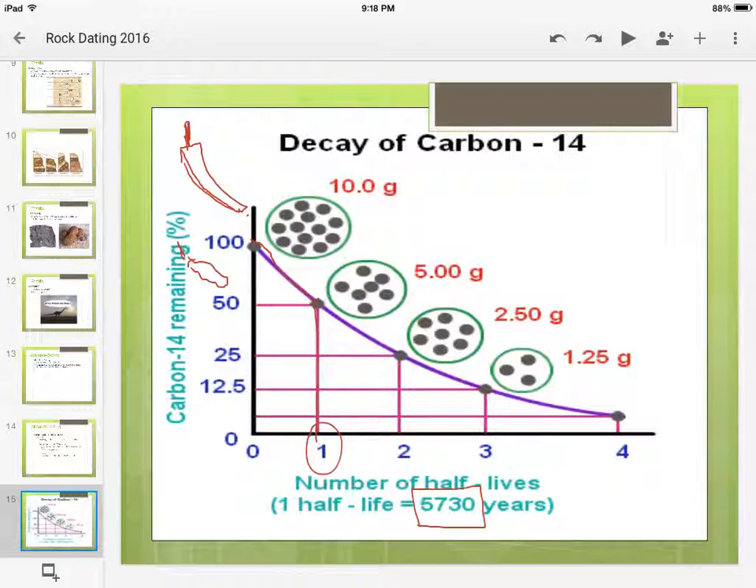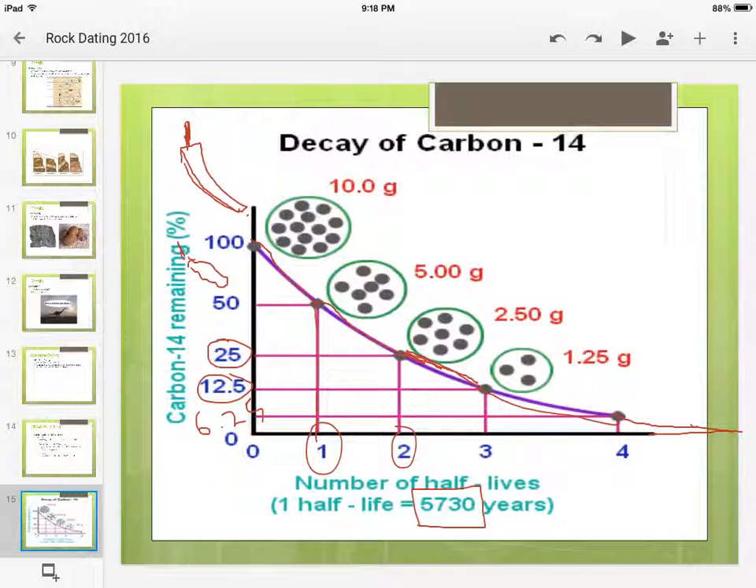If we continue to go down, eventually we decrease by half again. So half of 50 is 25%. So if 25% is remaining, that is 2 half-lives. And if we continue to decay, this banana or chili pepper is continuing to rot. You get down to the third half-life, which is 12.5. And then the next one would be 6.25. And then it gets smaller and smaller and smaller until eventually you have nothing left.